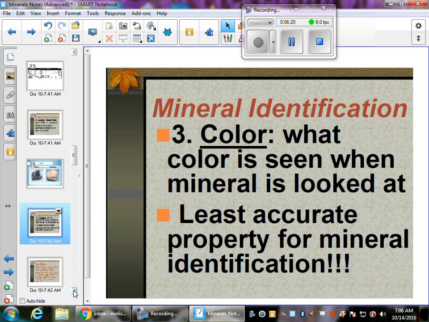The other reason is that there are lots of minerals that have the same color. If I tell you that a mineral is white, that's not super helpful usually because there's a lot of minerals that are white in color.